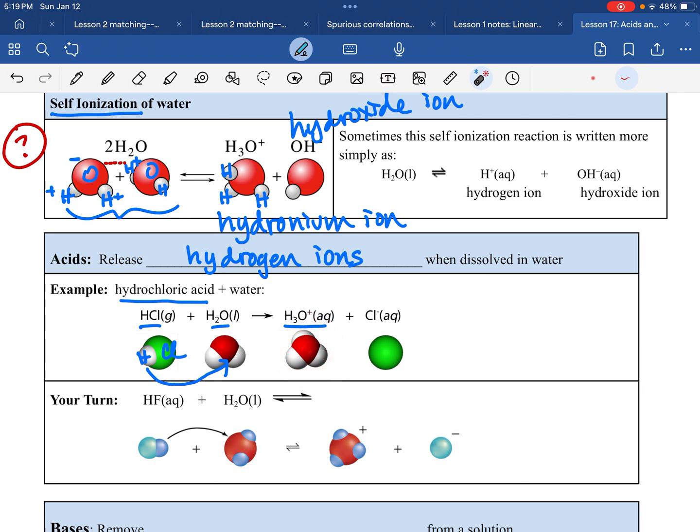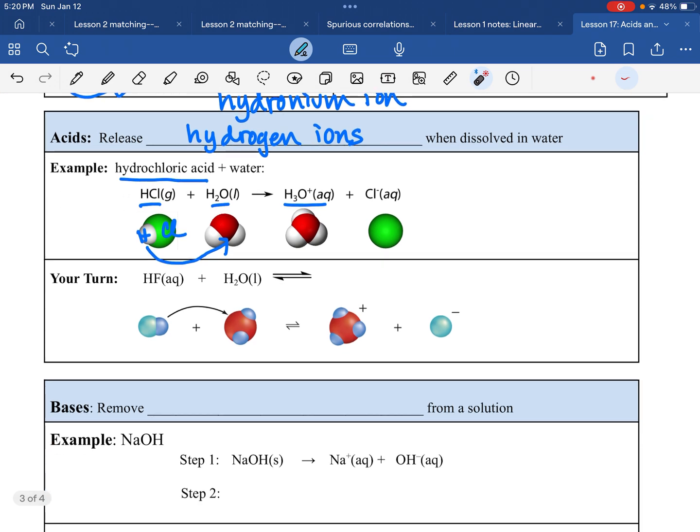And like we saw before in self-ionization of water, that hydrogen leaves its electron behind, making the hydronium positive, and then the chlorine has an extra electron because the hydrogen left it behind. So the chlorine just becomes a Cl- ion. And remember that these symbols, AQ means aqueous, it means dissolved in water, L is liquid, and G is gas. Okay, so let's try another one.